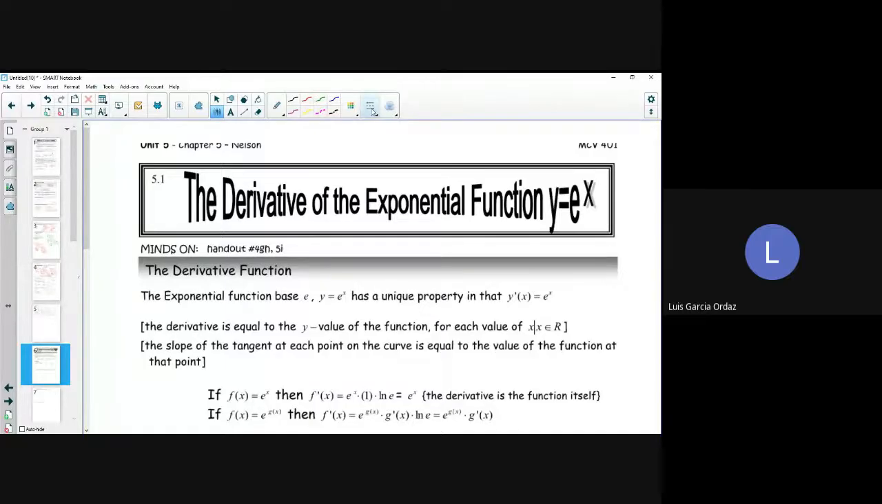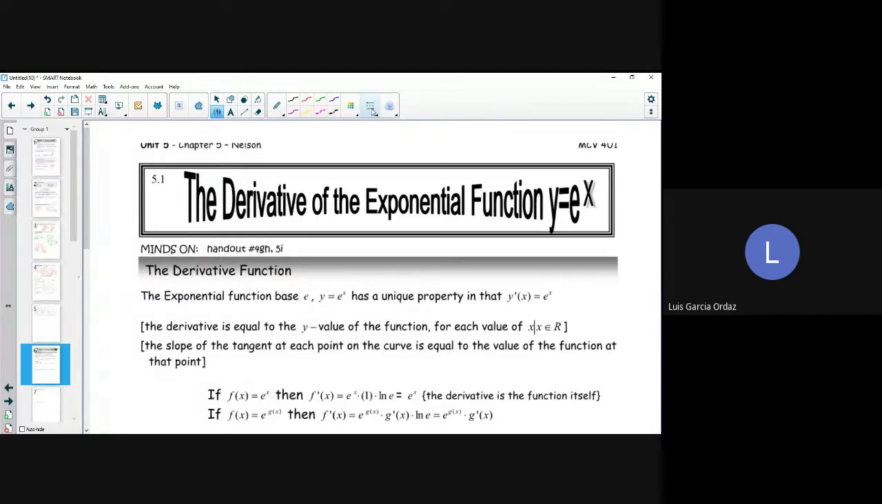So the exponential base function e, which is y is equal to e to the x, has a unique property in that y prime of x is equal to e to the x. The derivative is equal to the y value of the function for each value of x, such that x is an element of all real numbers.